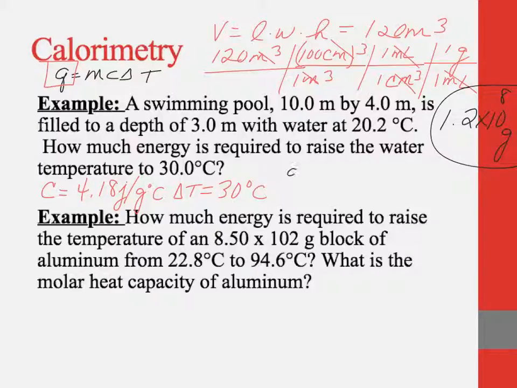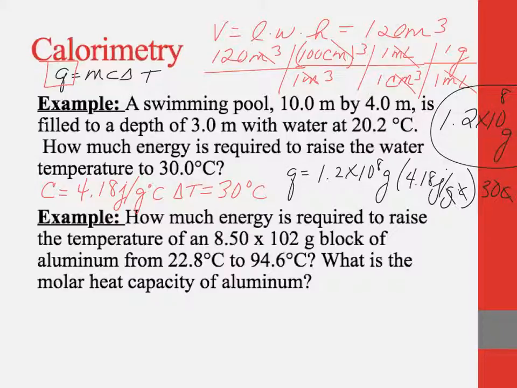So using Q equals MC delta T, we have 1.2 times 10 to the 8th grams times 4.18 joules per gram dot Celsius times 30 Celsius. And our Celsius cancels and our grams cancel, and we're left with joules. 4.9 times 10 to the 9th joules. And that is our answer.